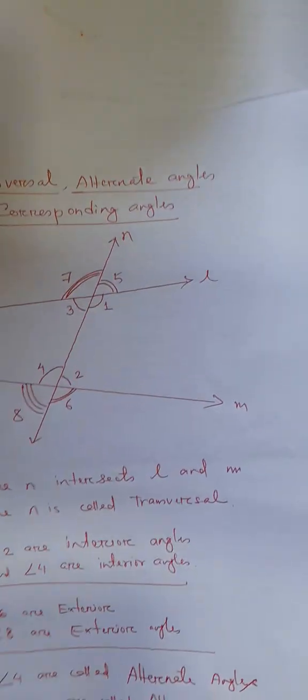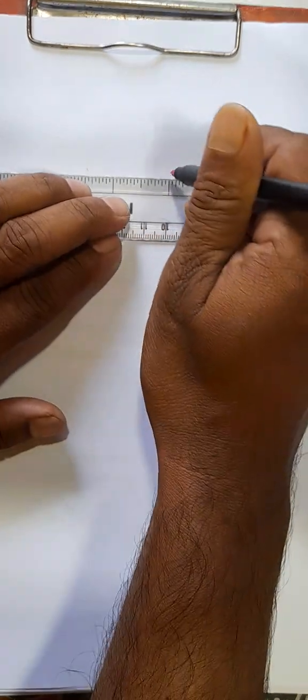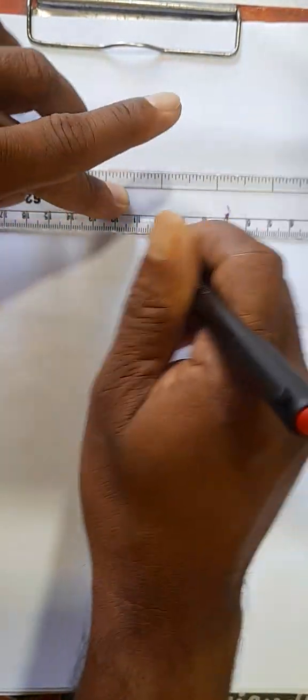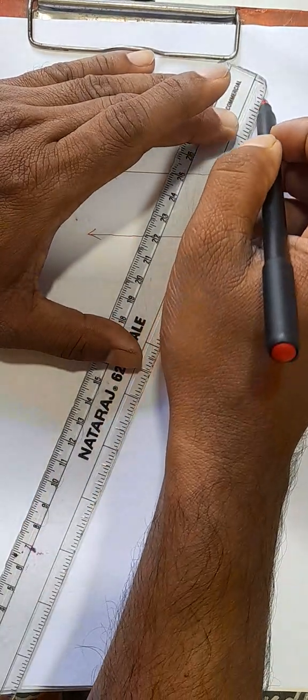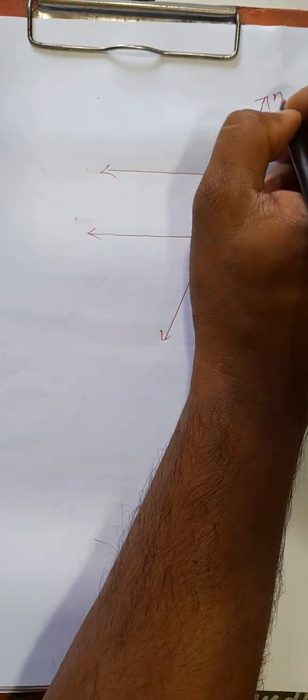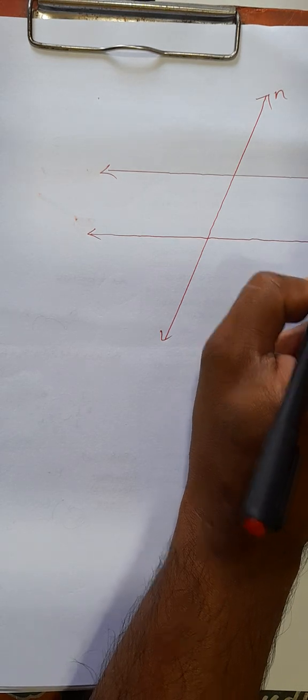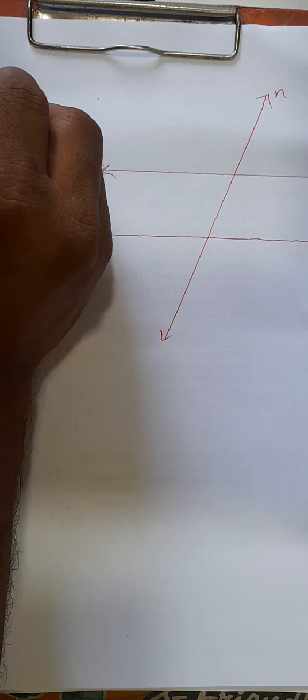Now let us make another two straight lines. Now you see they are parallel lines. Now let us make a transversal here. This is the transversal N, and the lines are L and M. So we have line L parallel to line M, and N is a transversal.